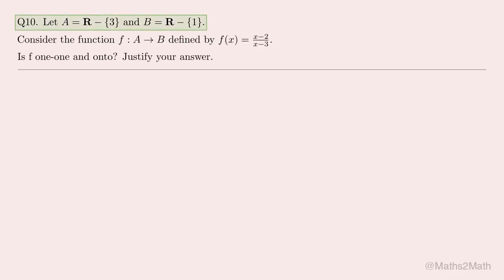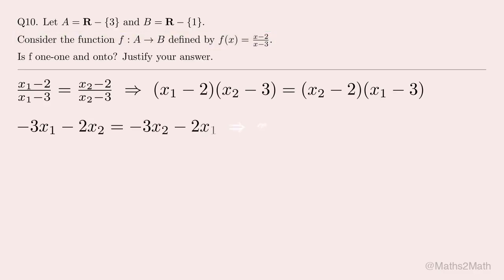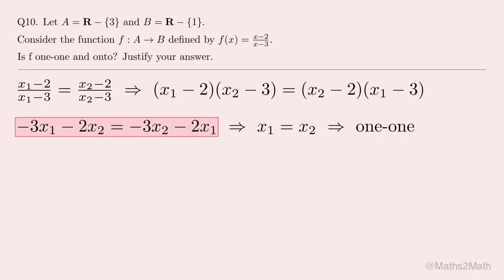Question 10. A is the reals without 3, and B is the reals without 1. The function is (x minus 2) over (x minus 3). Is it one-to-one and onto? One-to-one. Set f of x1 equal to f of x2 and cross-multiply. Expand both sides. The x1 x2 terms and the constant 6 cancel, leaving minus 3x1 minus 2x2 equals minus 3x2 minus 2x1, which simplifies to x1 equals x2.